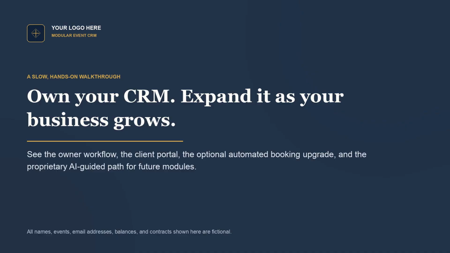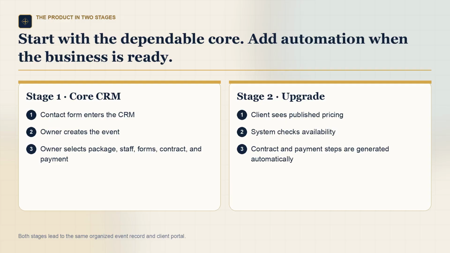You begin with a dependable core CRM that manages your inquiries, clients, events, packages, staff, schedules, contracts, payment information, communication, and planning forms in one place. When you are ready, the optional automated booking experience lets eligible clients select your pricing online, confirm their event information, pass a real availability check, sign the generated agreement, and continue to the payment step without requiring your routine handling.